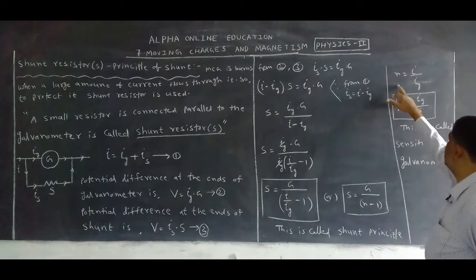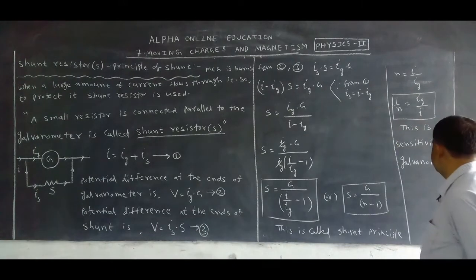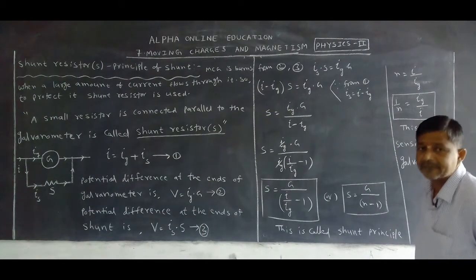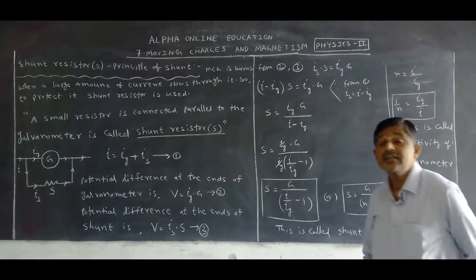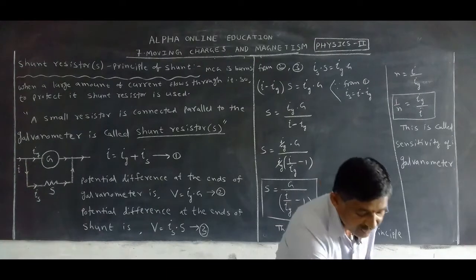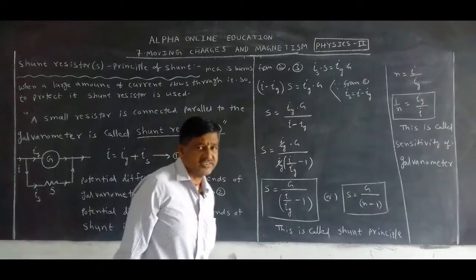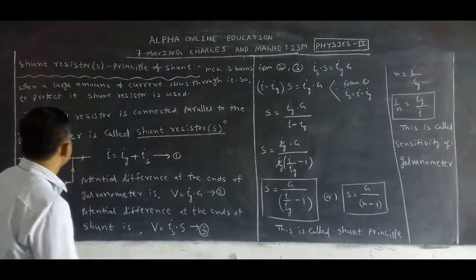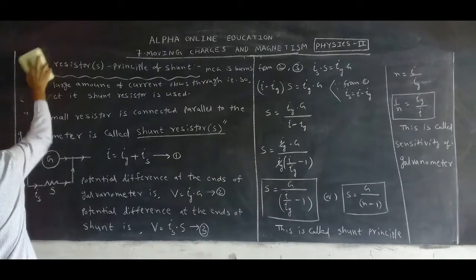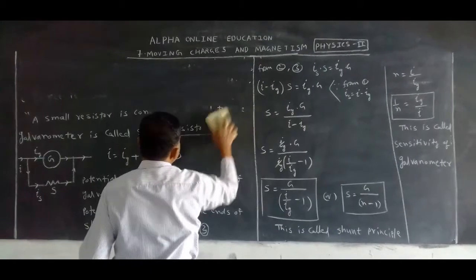Okay, N is equal to I by Ig. Taking the reverse, 1 by N is equal to Ig by I. Ig by I is called the sensitivity of the galvanometer. This is the principle of the shunt. Now, what is the use of the shunt resistance? It protects the galvanometer. Now we want to calculate the current through the shunt and the current through the galvanometer.